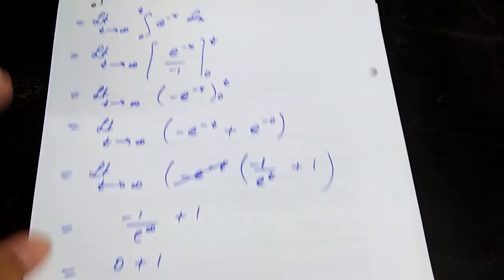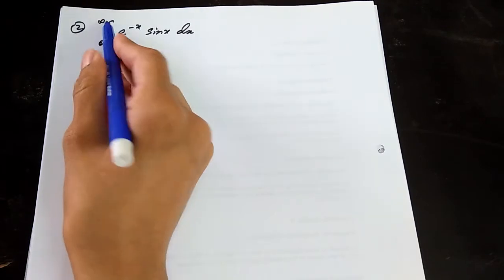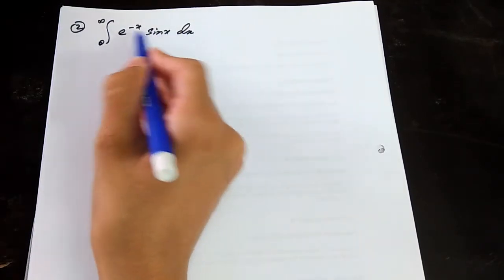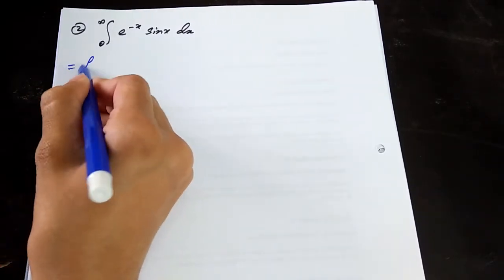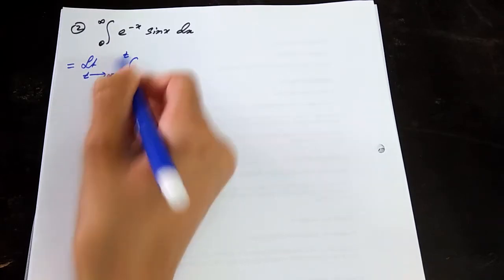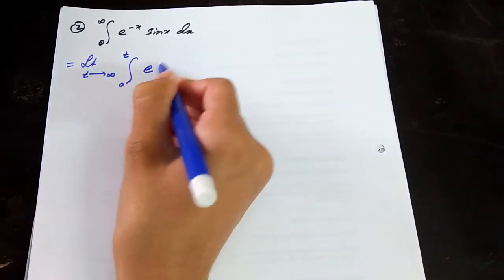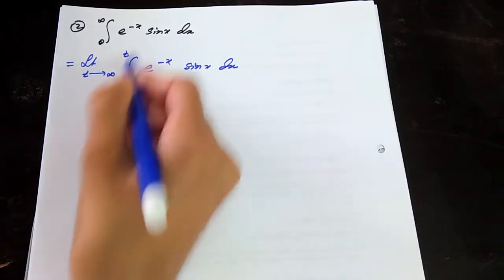So in this way you can solve the rest of the questions. Now question number 2, solve this improper integral from 0 to infinity of e raised to power minus x sine of x dx. You will write it like limit t approaches infinity and replace that infinity with t. It will become integral of e raised to power minus x sine of x dx. Now you need to integrate it.